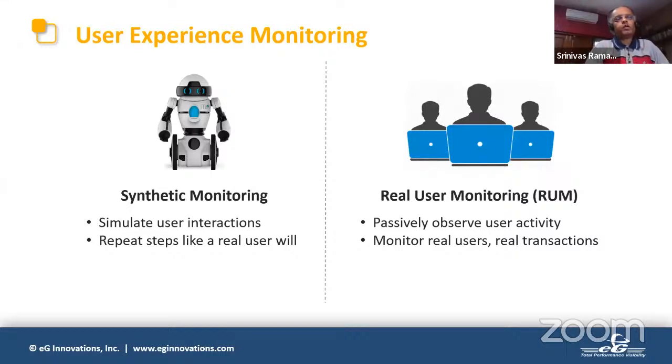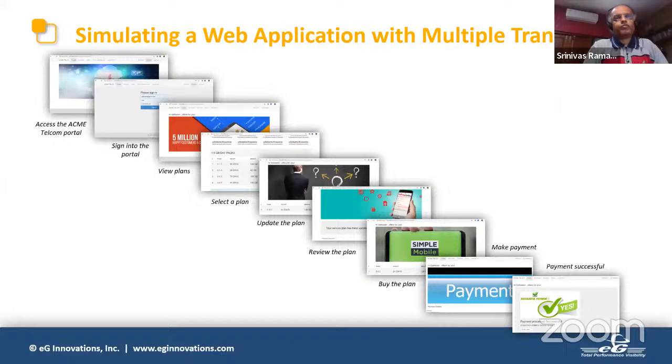So there are two different approaches for monitoring user experience. One is synthetic, the other is looking at real users. In EG Innovations, we support both options. Synthetic monitoring means you're actually creating a software robot. The robot does the same things that a typical user will. So if you look at a web application, here is a series of transactions with the web application that a robot can be programmed to do. So you could open a portal, sign into the portal, do some work inside the portal, finally make a payment and sign out.